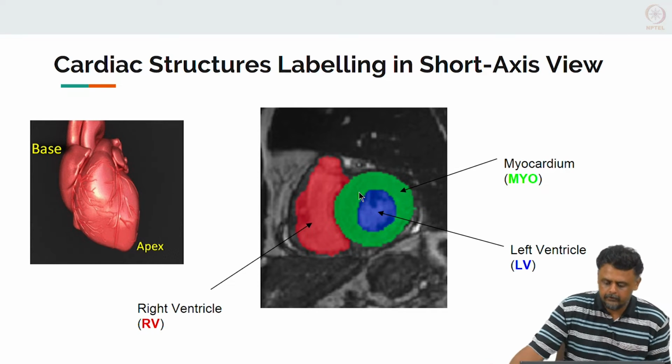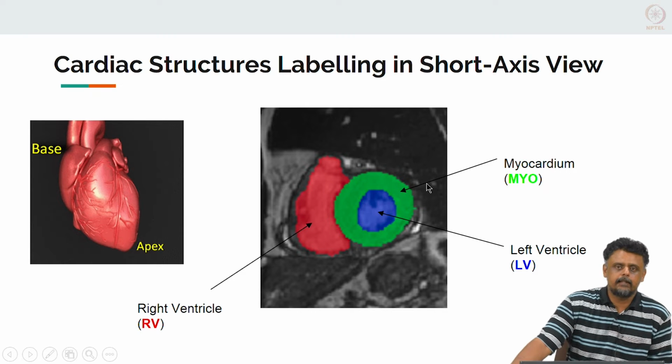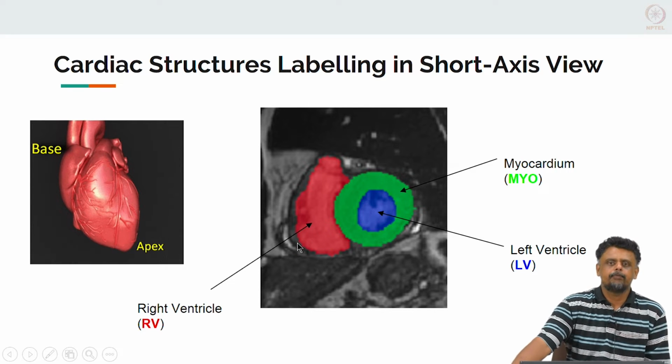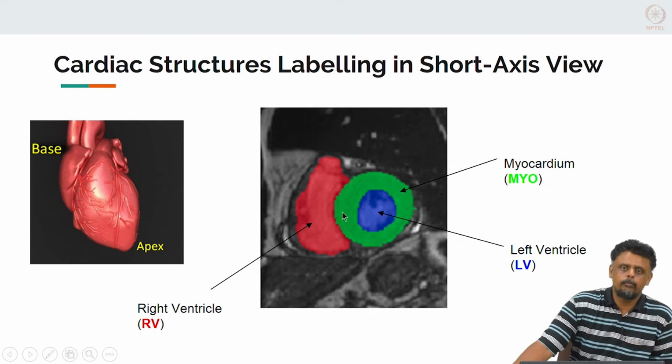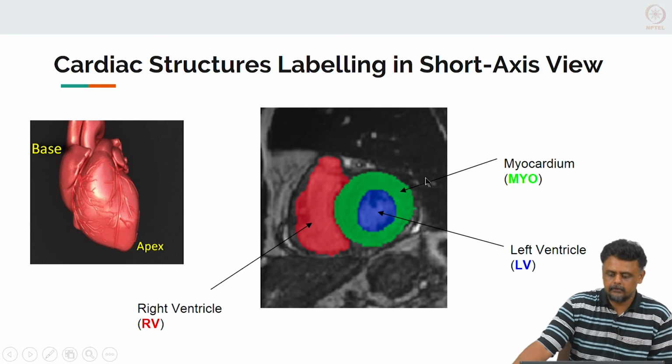So there are two parts: one is the automatic semantic segmentation as we know it, and the second is prediction of the disease in the heart based on the quantitative markers or values that we obtain from the segmentation. We will see what those values are later on, but that is the idea.